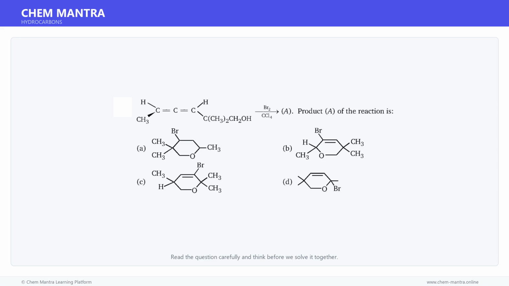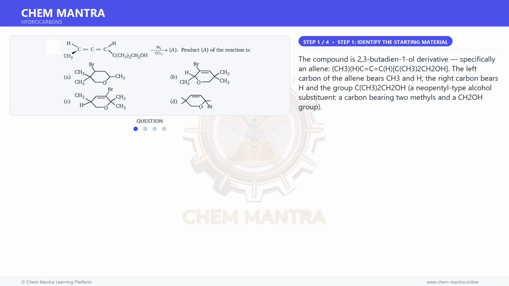Here is a question. Read it carefully and think about the answer. Let us solve it step by step. Let us begin solving this step by step. The compound is a 2,3-butadien-1-ol derivative, specifically an allene: CH3H, C=C=CH, C, CH3 to CH2O. The left carbon of the allene bears CH3 and H, the right carbon bears H and the group C, CH3 to CH2O, a neopentyl type alcohol substituent, a carbon bearing two methyls and a CH2O group.